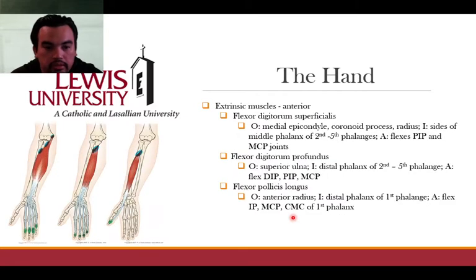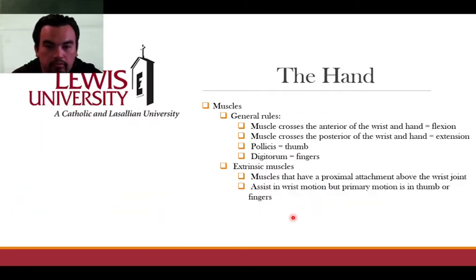And then the muscles, again here. The general roles: muscles across the anterior do flexion, posterior extension. Pollicis means thumb, digitorum means fingers. And then extrinsic muscles are muscles that have a proximal attachment above the wrist joint, and they assist in the motion but are not the primary movers.